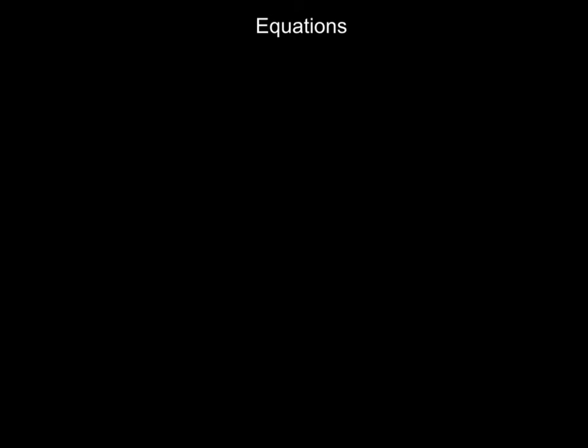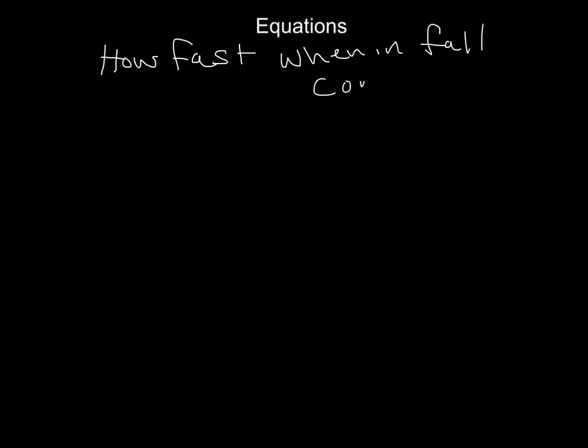What equations do we use when we are figuring out the motion of objects in free fall? Well, a couple of questions you need to ask yourself. First of all, how fast is your object falling? If you're trying to figure out how fast an object is falling when it is in free fall, then you need to remember that it is experiencing a constant acceleration. And what is that constant acceleration? That's right, it's our g, 9.8 meters per second squared.